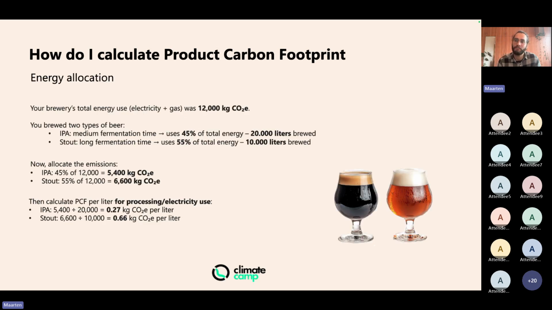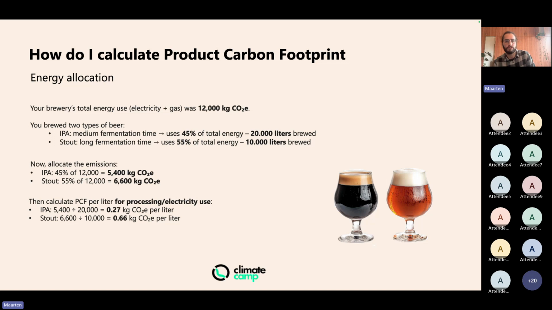As I said before, I've used a beer example to do product carbon footprint calculations. Here, we're talking about allocating the energy for processing the beer, so for brewing the beer. And here you can see we have a brewery, and its total energy use, electricity and gas, was 12,000 kilograms of CO2 equivalent. We found an emission factor for purchased electricity, the grid electricity, for example, and we've used natural gas. So we have estimated 12,000 kilograms was emitted during production.